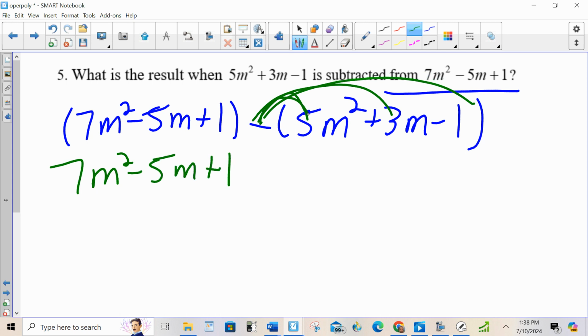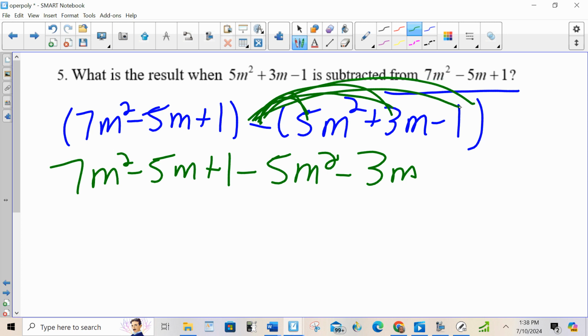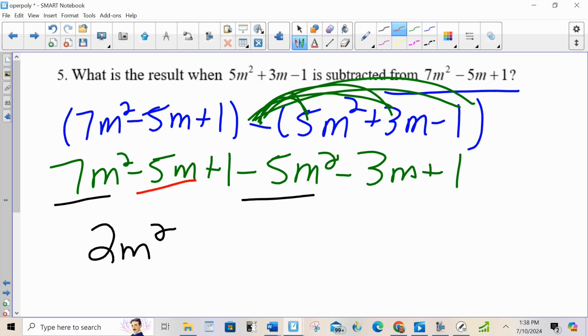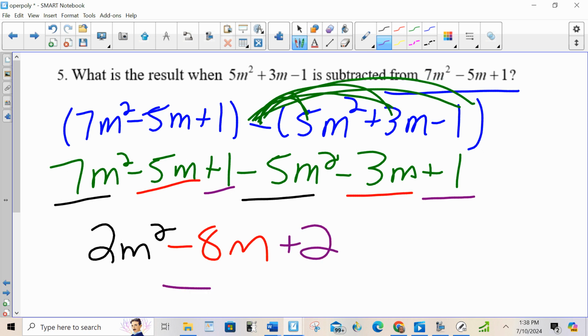Negative times positive 5m squared is negative 5m squared. Negative times positive 3m is minus 3m. Negative times negative 1 is positive 1. Now I combine like terms. 7m squared and negative 5m squared is 2m squared. Negative 5m and negative 3m is negative 8m. Positive 1 and positive 1 is positive 2.